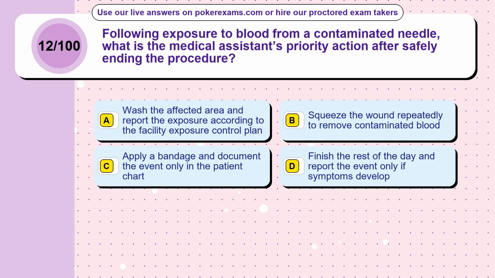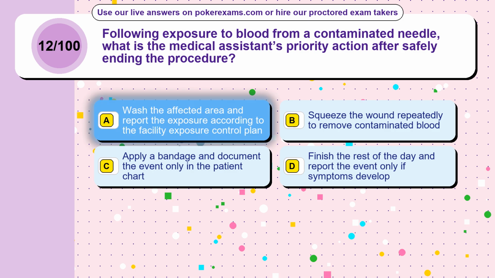Question 12. Following exposure to blood from a contaminated needle, what is the medical assistant's priority action after safely ending the procedure? Option A. Wash the affected area and report the exposure according to the facility exposure control plan. Option B. Squeeze the wound repeatedly to remove contaminated blood. Option C. Apply a bandage and document the event only in the patient chart. Option D. Finish the rest of the day and report the event only if symptoms develop.